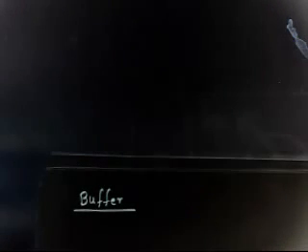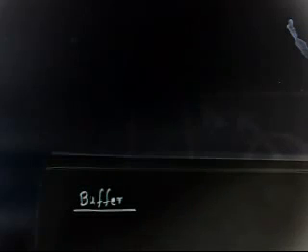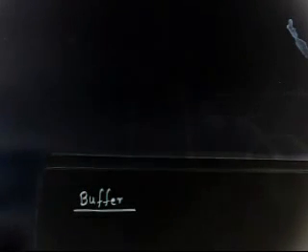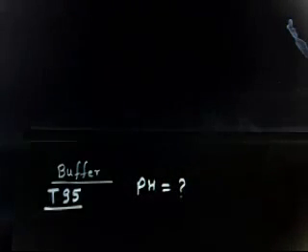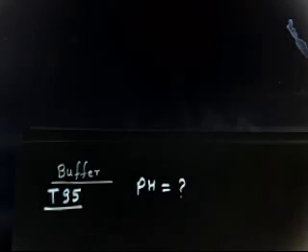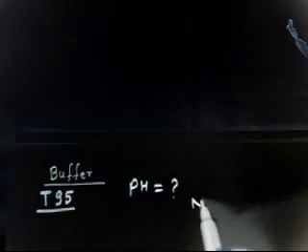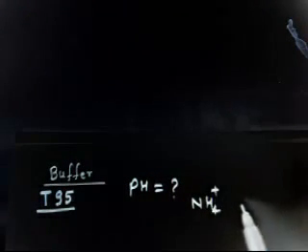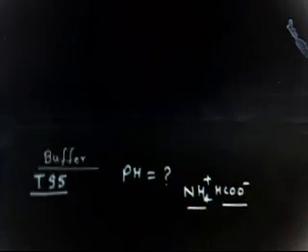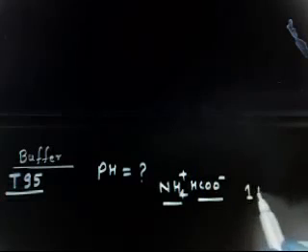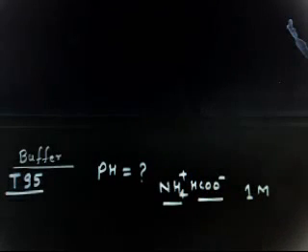So this says calculate the pH of an aqueous solution. This question is from T95. You can also write it here. So calculate the pH, I have to find what is the pH of the solution. 1m ammonium formate. Ammonium formate is NH4 plus, that is ammonium, and formate is HCOO minus. So the concentration of ammonium formate is given as 1m.